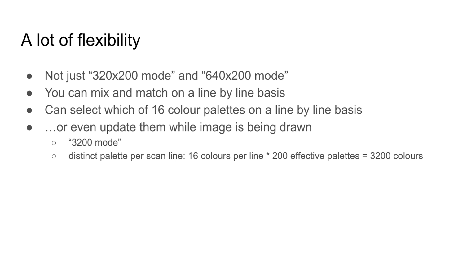So we can see there's already a lot of flexibility here. There's not just such a thing as 320 by 200 mode and 640 by 200 mode, because we can mix and match the resolution on a line-by-line basis. And we can also select which of the 16 color palettes to use on a line-by-line basis. One of the tricks that was discovered fairly early on is that you can even update these color palette mappings as the image is being drawn. This is what's called 3200 mode, because if we're updating the color palette on every line, we have up to 200 effective palettes, which gives us a total of 3200 colors.